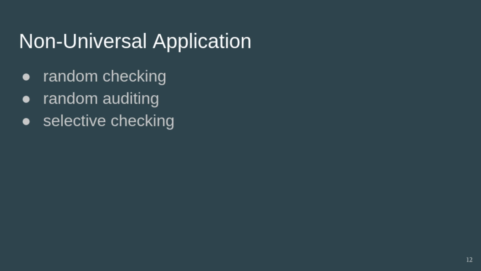There are some substitutes for universal application, and these include random checking. This is where you randomly select a subset of all accesses to check. It is more efficient than checking every single access. Another policy is random auditing. So log all the accesses and then later randomly check some of those accesses.